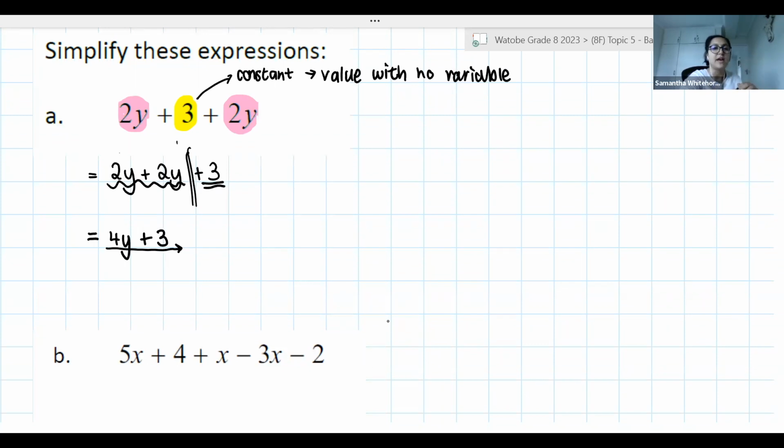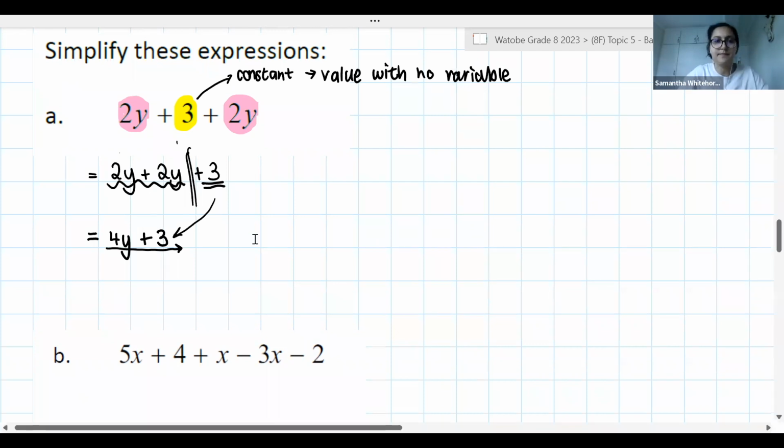Okay, so that's why the 3 just stays the 3, because I can't add it to the 4y, because it doesn't have a y. That's all a constant is. It's a number by itself. Okay, thank you. Right, Mohau, do you want to help us with B here? Do you want to give us an answer?